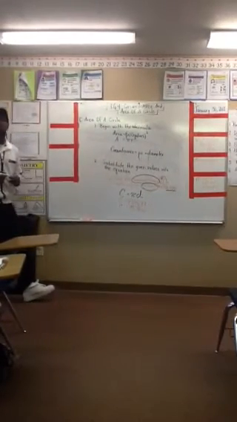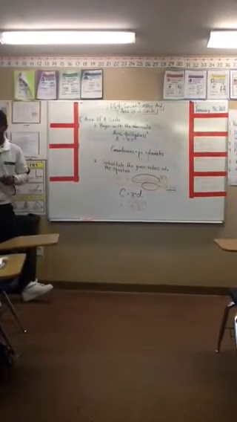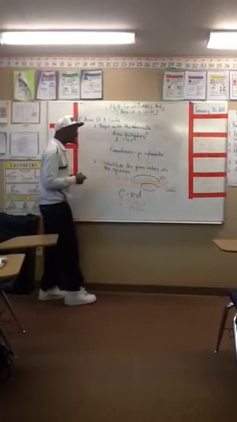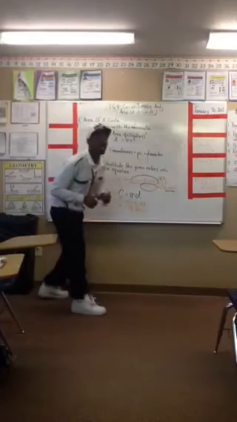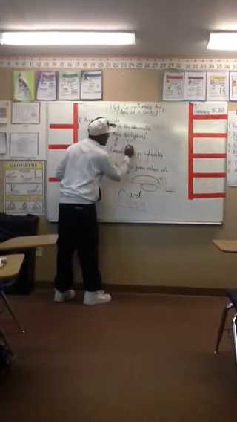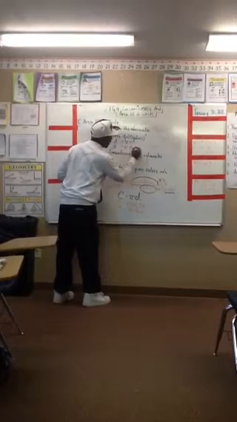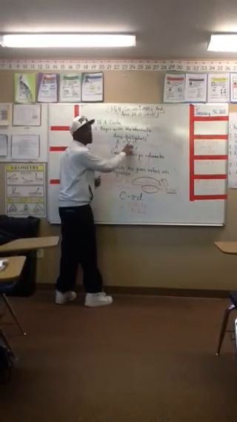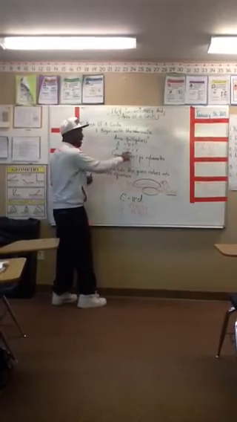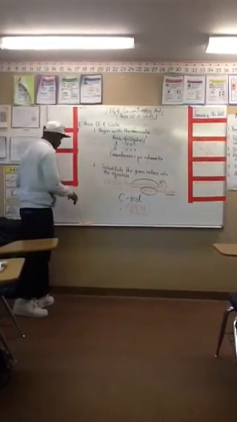What does r squared look like? If I didn't understand exponents, how else could I write this? A equals pi times r times r. That exponent tells me to write the base how many times? 2. So if that's too confusing for you, break it down. Now let me give you an example.